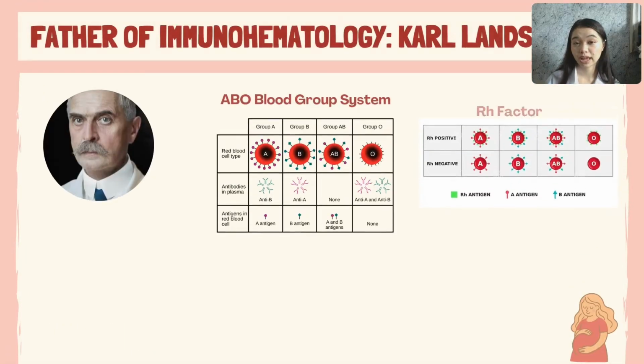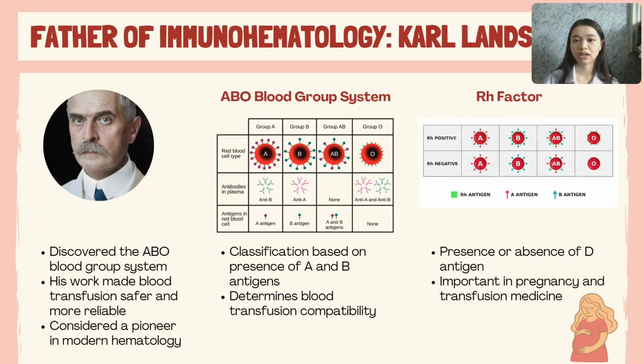One of the most significant advances in hematology was made by Karl Landsteiner, who discovered the ABO blood group system. His work explained why some blood transfusions were successful while others were fatal. Later, the discovery of the rhesus factor further improved transfusion safety and reduced complications in pregnancy, such as hemolytic disease of the newborn.